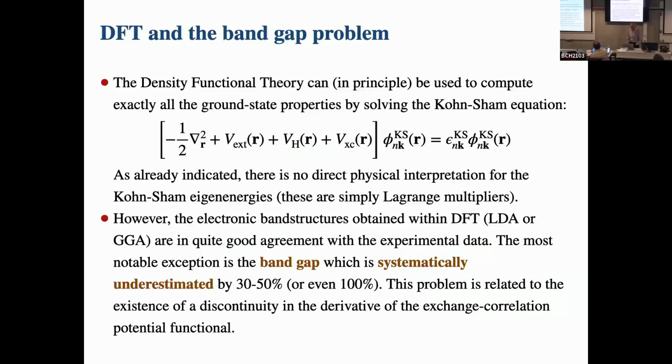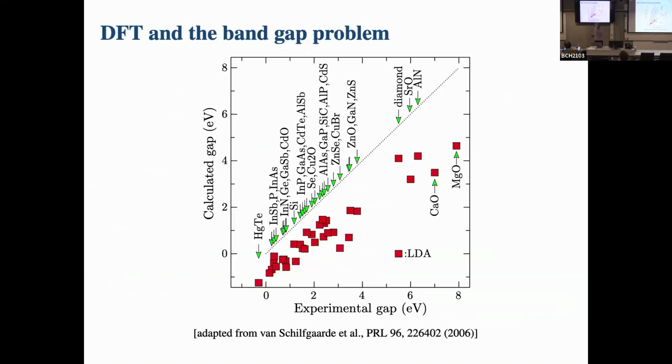And this problem is related to the existence of a discontinuity in the derivative of the exchange correlation potential function, okay? So in practice, if you plot the experimental band gap versus the calculated one, you see that we are systematically underestimating here. And one of the reasons why I guess you are here is about using many-body perturbation theory to go beyond this problem, okay?